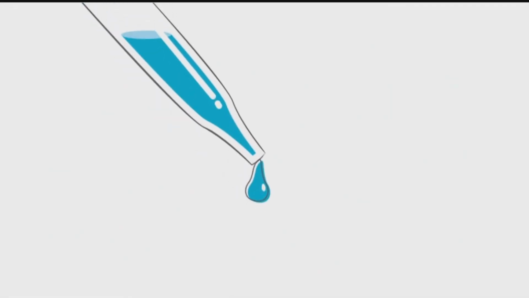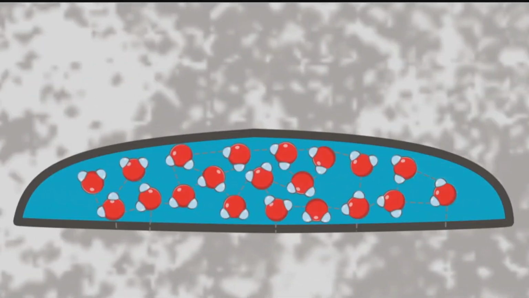However, if the substrate is polar, the situation is different. The drop spreads out and flattens to cover much more of the surface. On a polar substrate, the attraction of water molecules to the surface will be similar to their attraction for each other. As a result, the surface tension is broken up and the drop loses its shape.